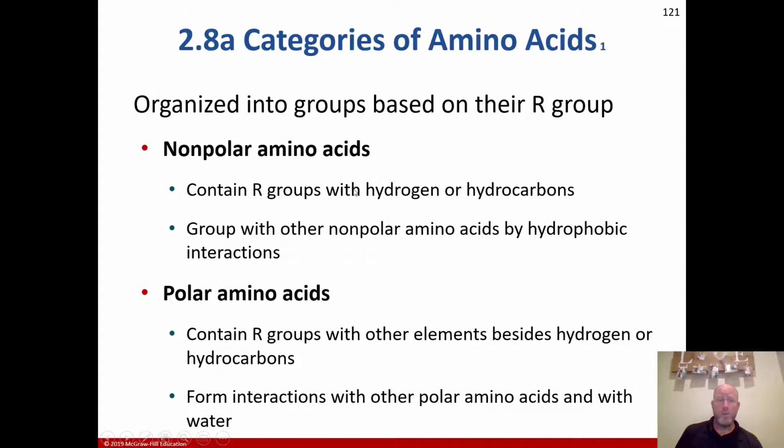So the categories of amino acids are organized into groups based on their R group. There are non-polar amino acids, which contain R groups with hydrogen or hydrocarbons. They're grouped with other non-polar amino acids by hydrophobic interactions. Polar amino acids contain R groups with other elements besides hydrogen or hydrocarbons. They form interactions with other polar amino acids and with water.